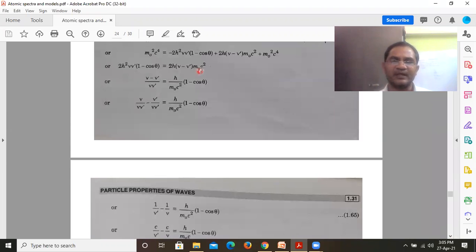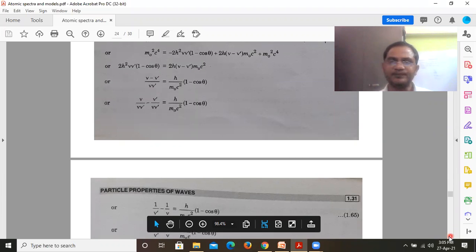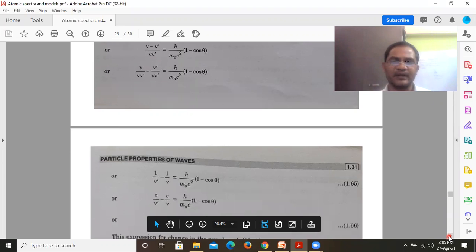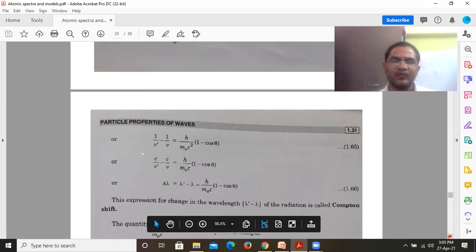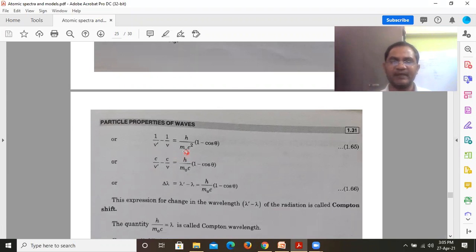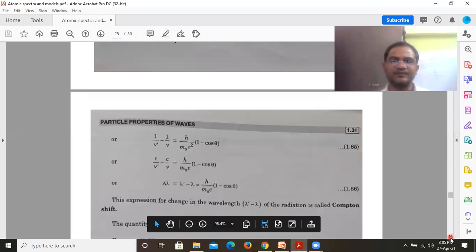M naught c square, it is m naught c square. So here we are multiplying with the c on both sides. c by nu dash minus c by nu equals h by m naught c square times c, one c cancels. Hence h by m naught c into 1 minus cos theta.